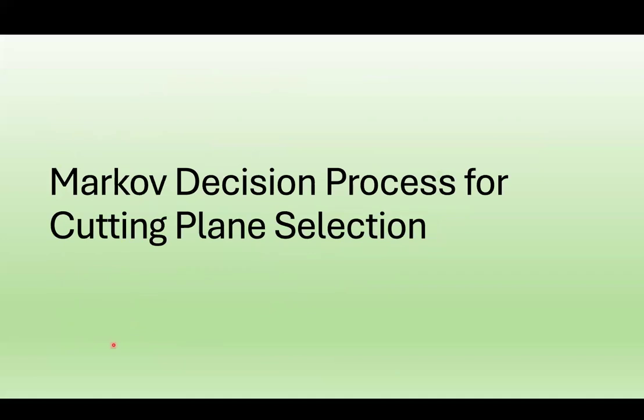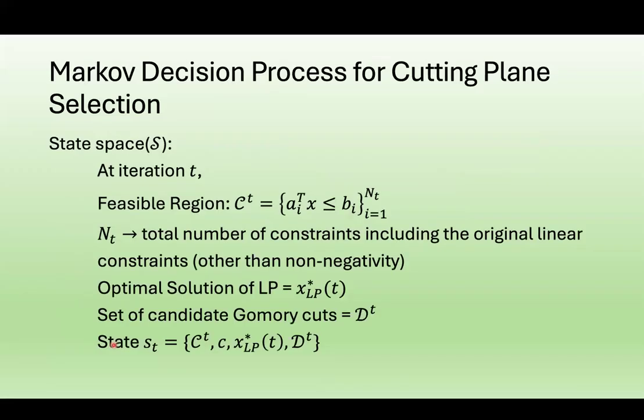Moving on to the formulation of Markov decision process for cutting plane selection. The first thing which comes into our mind when we talk about formulating an MDP is state space. So a state space is given by a set CT, which is the feasible region, C, which is the coefficient corresponding to objective row, XLP star T, which is basically the optimal solution of the LP at Tth iteration, and DT, which is basically the set of all candidate cuts at Tth iteration.